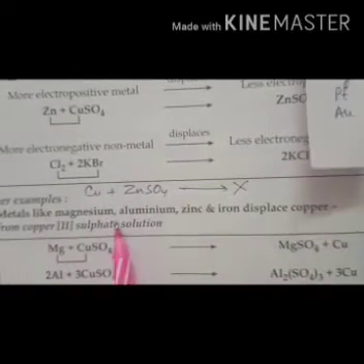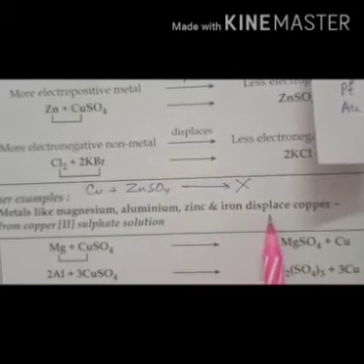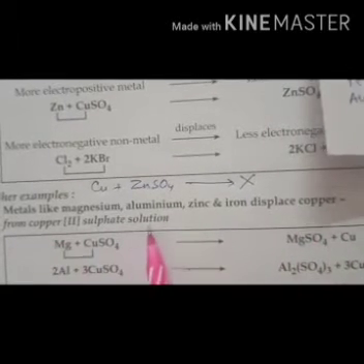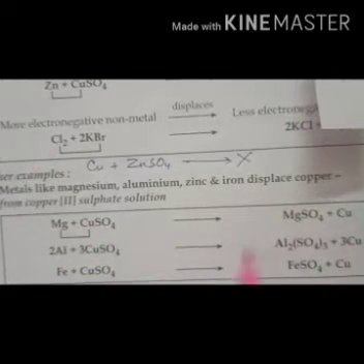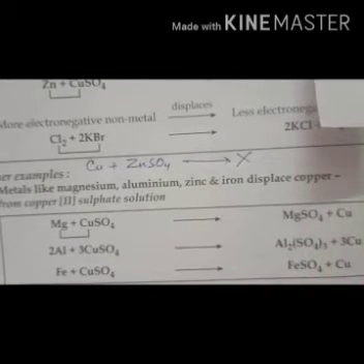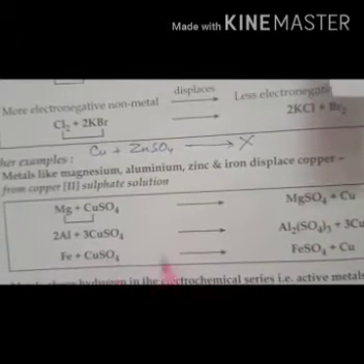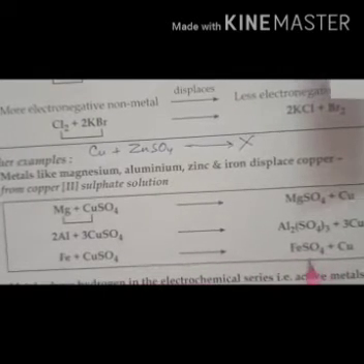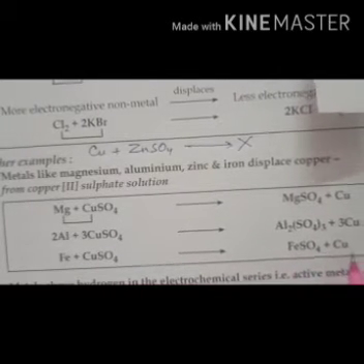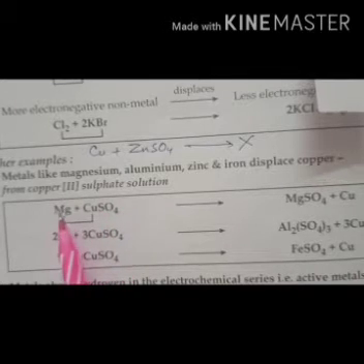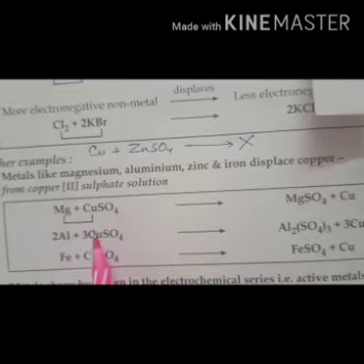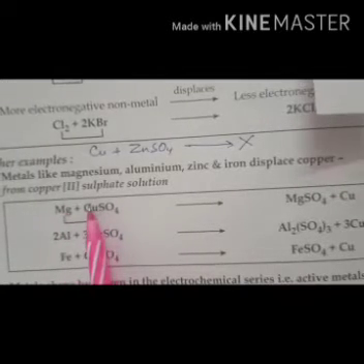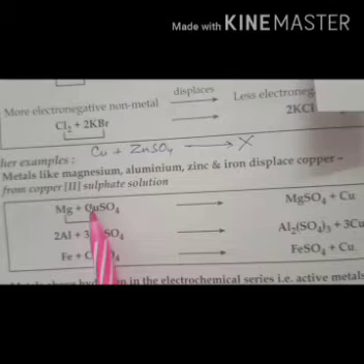In the same way metals like magnesium, aluminum, zinc and iron can displace copper from copper sulfate. Look here, magnesium plus copper sulfate forms magnesium sulfate and copper. Aluminium plus copper sulfate forms aluminium sulfate and copper. Iron plus copper sulfate gives you what product? Iron 2 sulfate and copper, because the positions of magnesium, aluminium and iron are above copper. So these metals can easily displace copper from its salt.